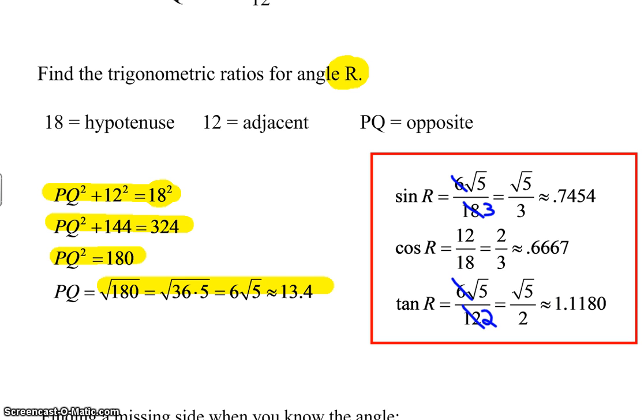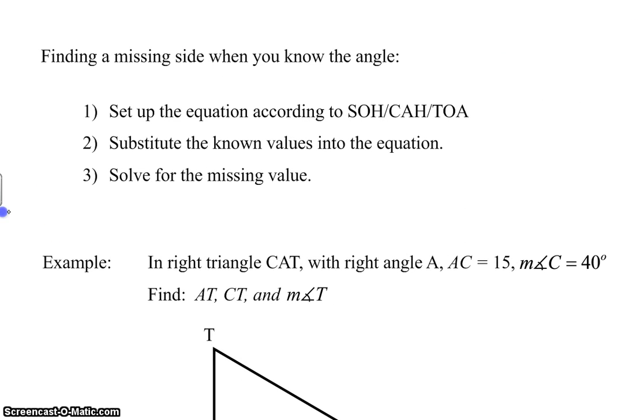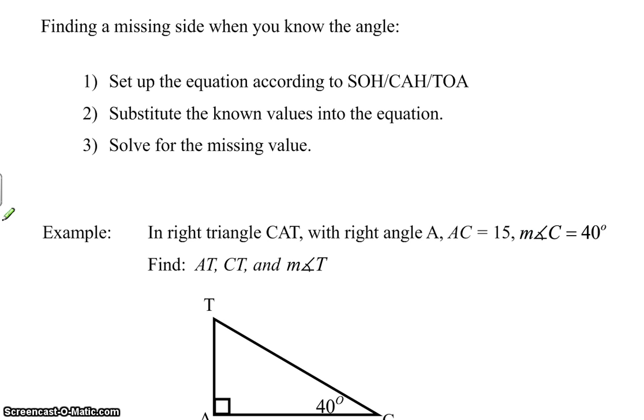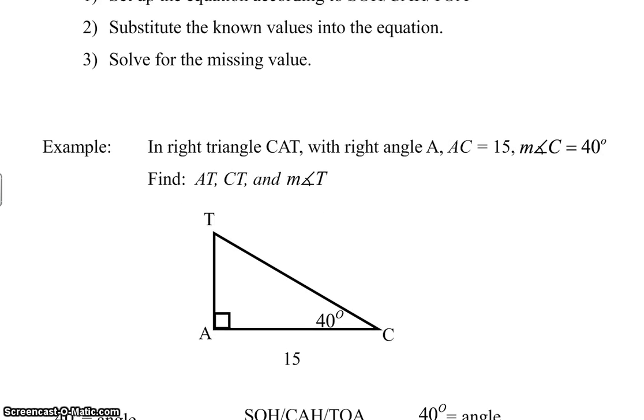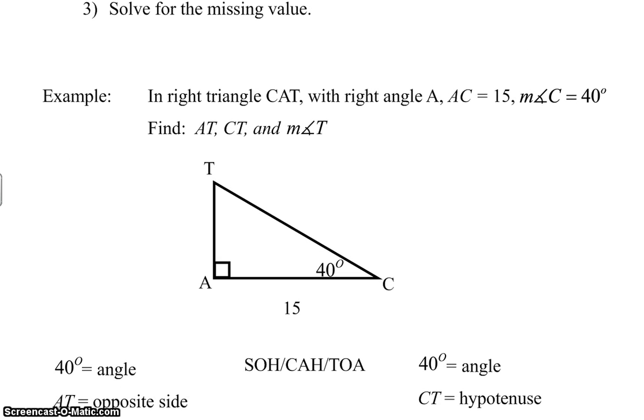Our next skill is to find a missing side if you know one of the acute angles in the right triangle. Again, you have to find those relationships with what you have. So let's take a look at our example. In triangle C with right angle at A, angle C was 40 degrees. So the angle that I know about down here is angle C. So I need to identify what's missing. What's missing was AT. AT is opposite. What's missing is CT. CT is the hypotenuse. The side I actually knew was the adjacent side.